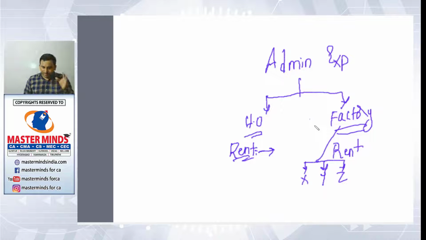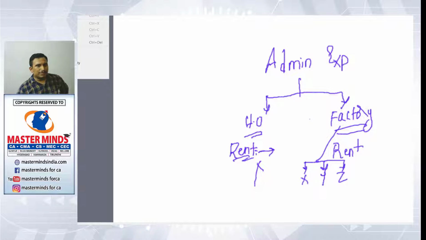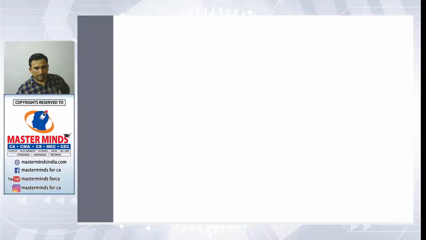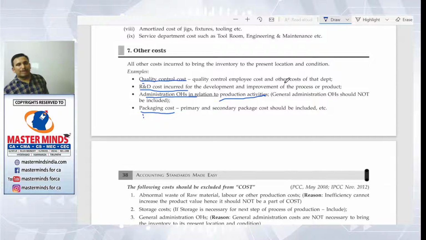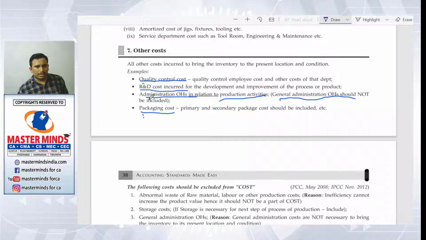If they are production related, directly related, we will consider them. Otherwise, these general administration overheads we will not consider. Generally, any administration overheads we will not consider. But here, if they are related to the production activities, like they have mentioned, and if it is not covered under factory overheads, here it will be covered. But generally, no. General administration overheads should not be included. Hope it is clear to you all.